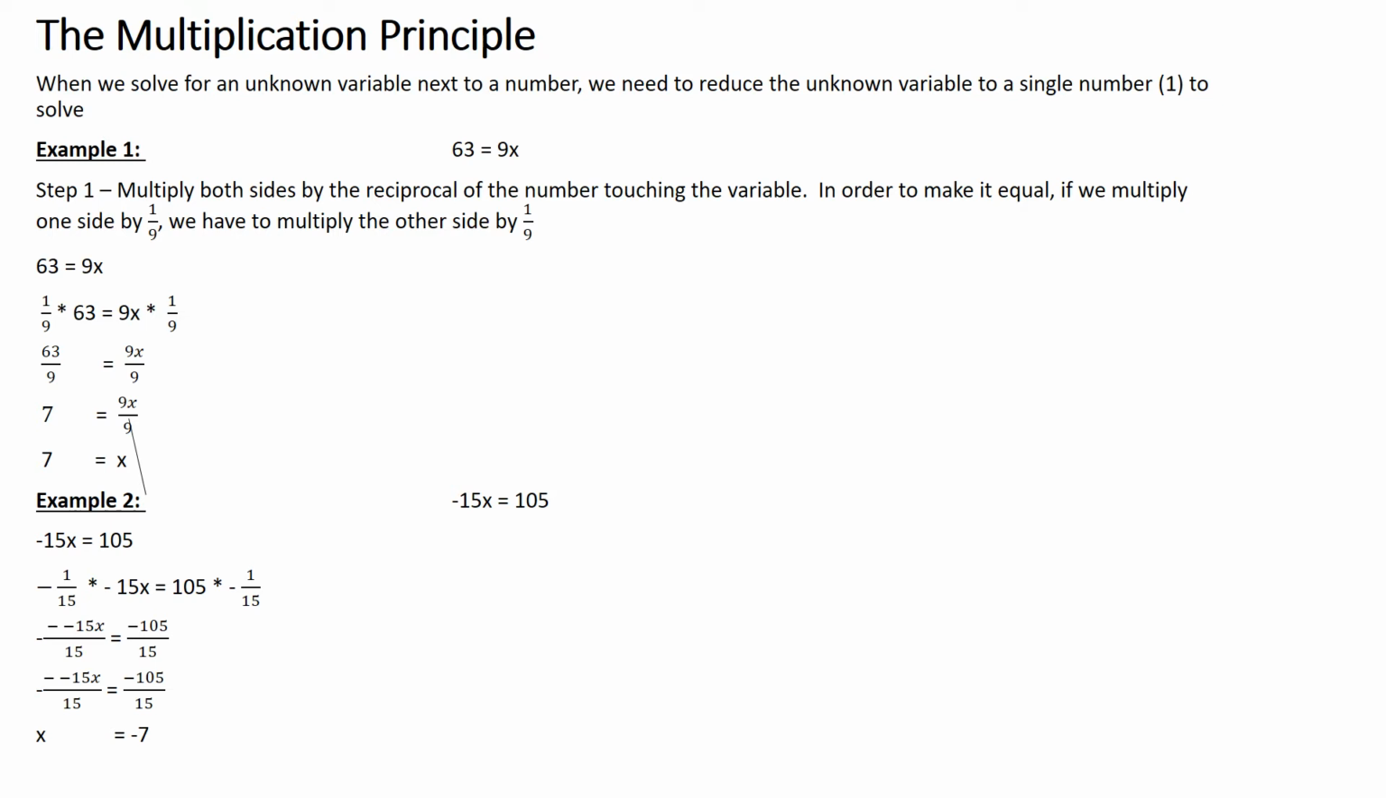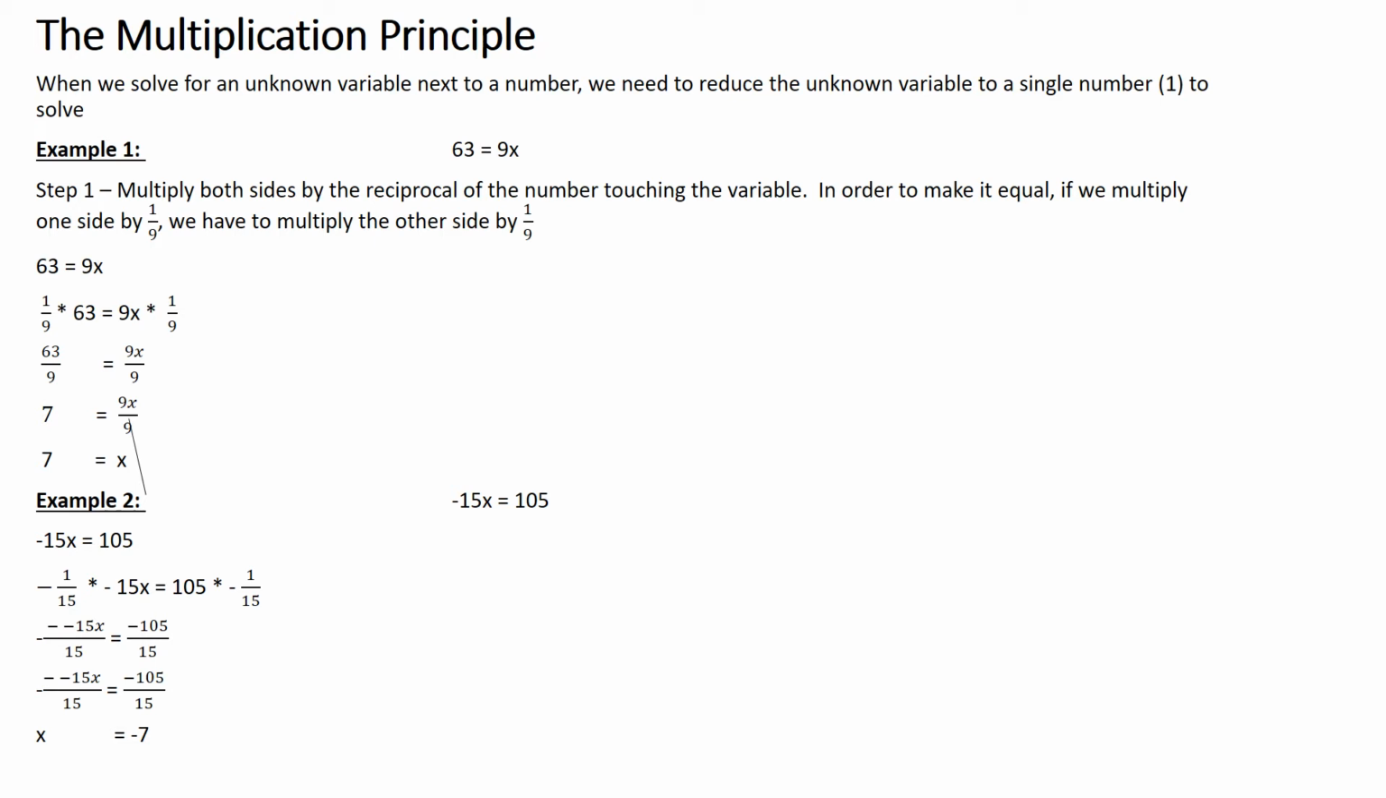So I have 63 equals 9x. If I multiply 1/9 on both sides, 1/9 times 63 is 63/9, or 7. The other side, 9x times 1/9 equals 9x over 9. Those 9s cross off, leaving me with an x. So x equals 7.